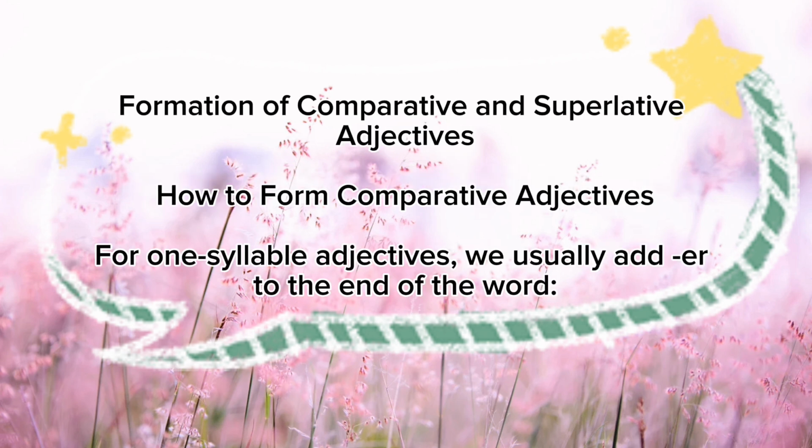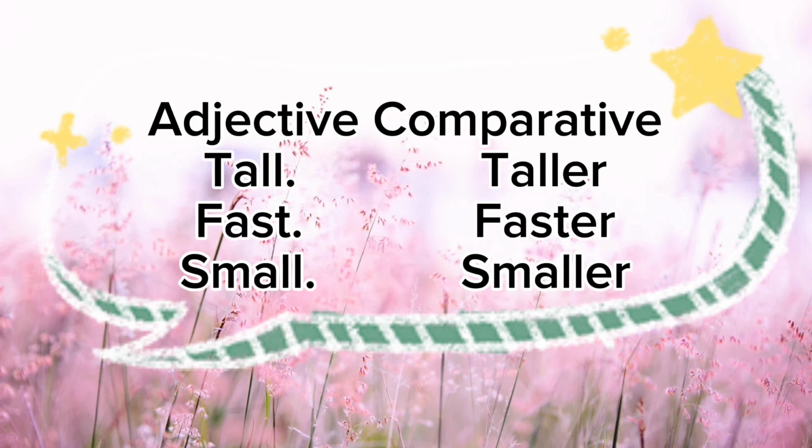Formation of comparative and superlative adjectives. How to form comparative adjectives. For one-syllable adjectives, we usually add "er" to the end of the word. Adjective, comparative: tall, taller; fast, faster; small, smaller.